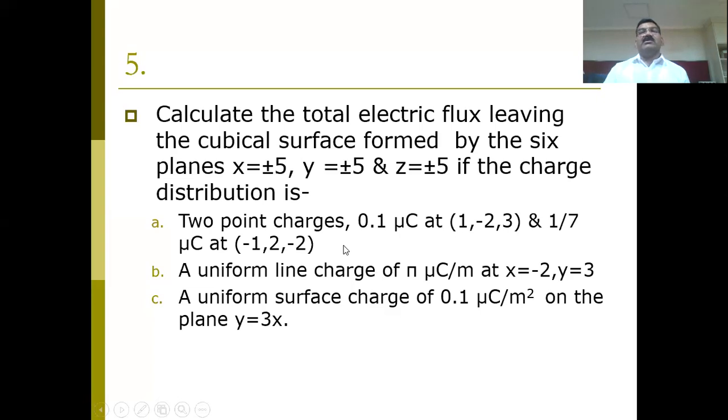So you have to find the total charge enclosed in this, same as problem 1 and problem 2, only the things are given here. So if you draw this diagram, you will have a clear picture.